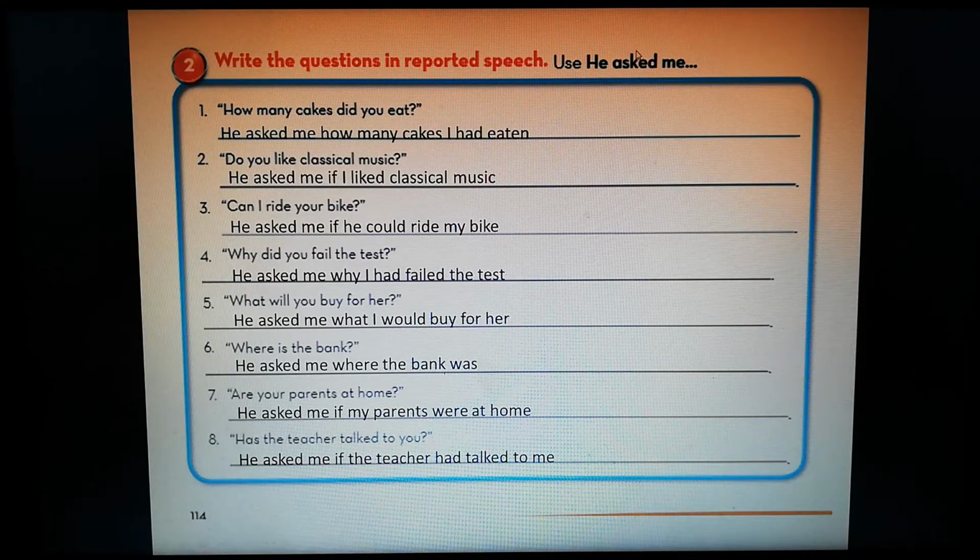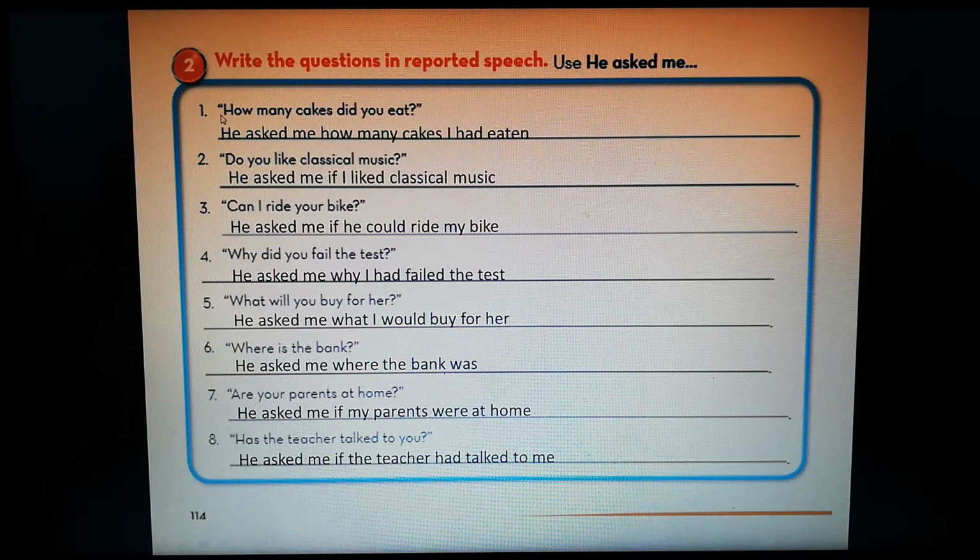Exercise number 2, page 114. Write the questions in reported speech. Use he asked me. Now we have some questions here عنا أسئلة and we must report them وبدنا إحنا ننقلهم. Just to remind you عشان أذكركم when we want to report a question لما بدنا ننقل سؤال we change the tense بنغير أول شيء الزمن.